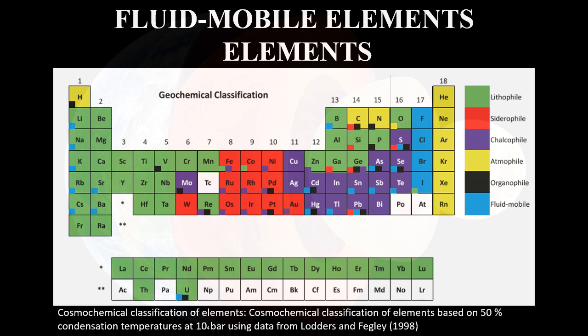The fluid mobile elements are those that readily dissolve in fluids, typically water-rich fluids, elements with high solubility in water, and tend to be low field strength elements such as the alkali and alkaline earth groups, which readily form inner sphere aqueous complexes, or highly electronegative elements such as halogens. High field strength elements in the absence of complexing tend to be insoluble.